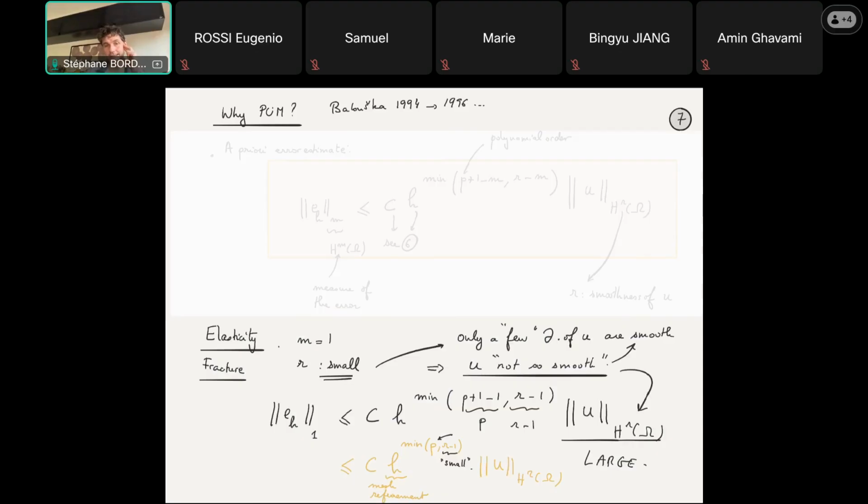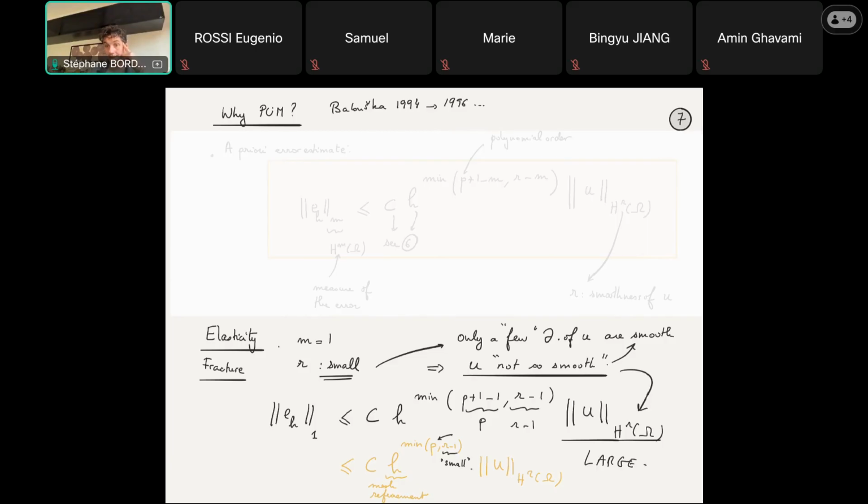So this is what I say here. If m equals 1, r is small, meaning that you cannot compute many derivatives of u, you end up with the following. Replacing m by 1, r by small, you end up with C h to the power min of p plus 1 minus 1, which is p, and r minus 1, which is r minus 1. Effectively, that is going to be governed by r minus 1. R minus 1 is small, so it's going to be the one governing here.